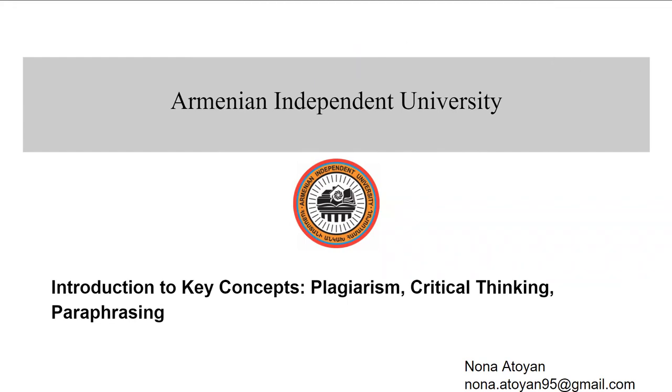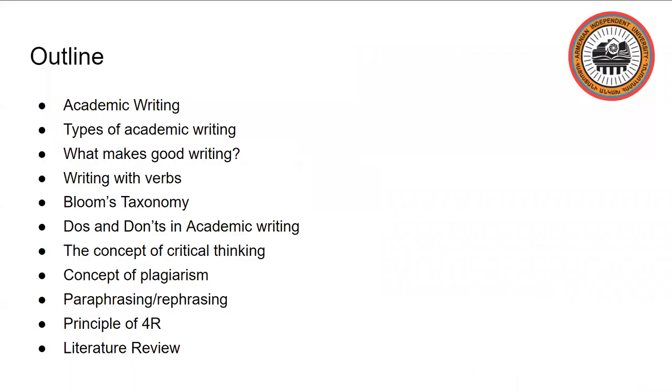So my name is Nona Atoyan. So today we're going to have the outline. At first, we're going to talk about academic writing. After that, we're going to talk about types of academic writing. Then we need to discover together what makes good writing. Then writing with verbs, Bloom's taxonomy, do's and don'ts in academic writing, the concept of critical thinking, concept of plagiarism, paraphrasing, rephrasing, principles of 4R, and literature review. Of course, it may seem a little bit more for one day, but I will try to cover it as easy as it is possible.